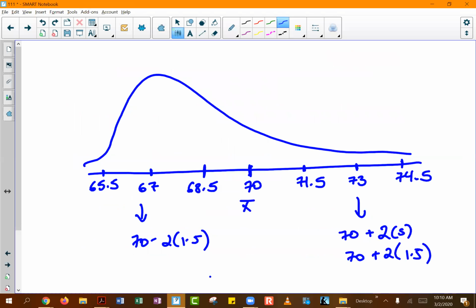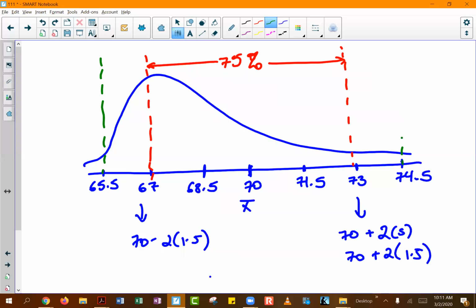So what we are basically saying here, from 2 standard deviations, that's this here and this here, right? We are saying approximately 75% of our data values are falling from values of 67 to 73. When you go out 3 standard deviations, that's going from 65.5 to 74.5, you are looking at approximately 89% of your data values. So think about it this way. If from 65.5 to 74.5 is 89% of my data, how much is left which will be outside of it?